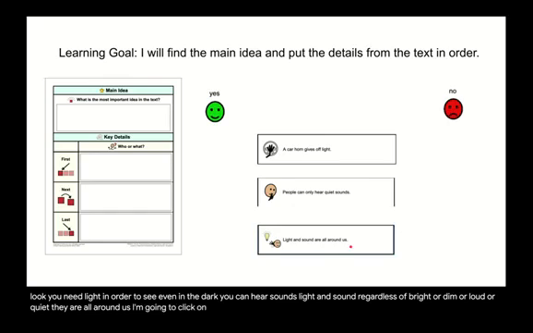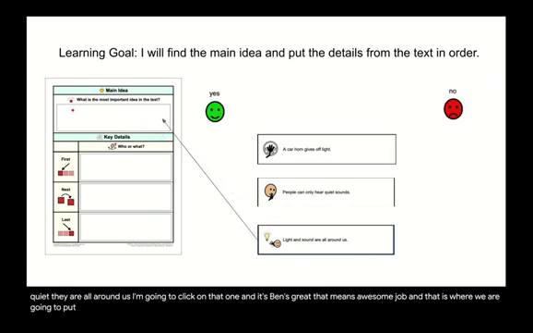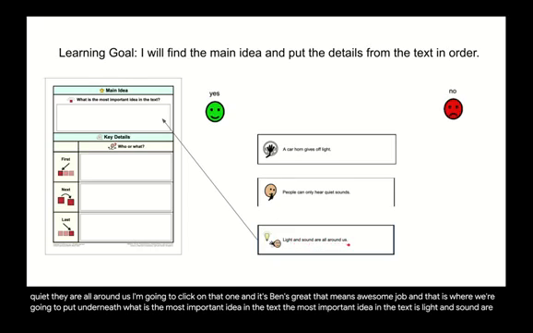We're going to click on that one and it spins. Great, that means awesome job. And that is where we're going to put underneath what is the most important idea in the text. The most important idea in the text is light and sound are all around us.